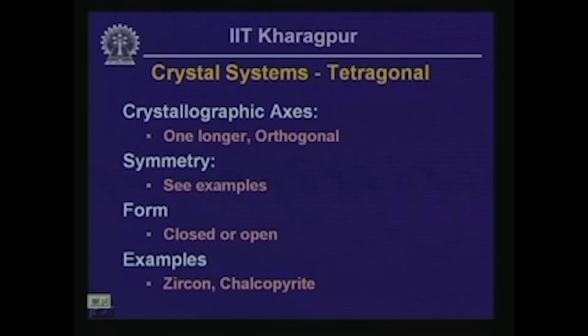Symmetry requirement here is not very obvious, and that will vary from subcategory to subcategory of the tetragonal system. The form of this family could be closed or open, and this is the place where I am going to explain what is meant by a closed form and an open form. Examples of this class of crystals are zircon and chalcopyrite.